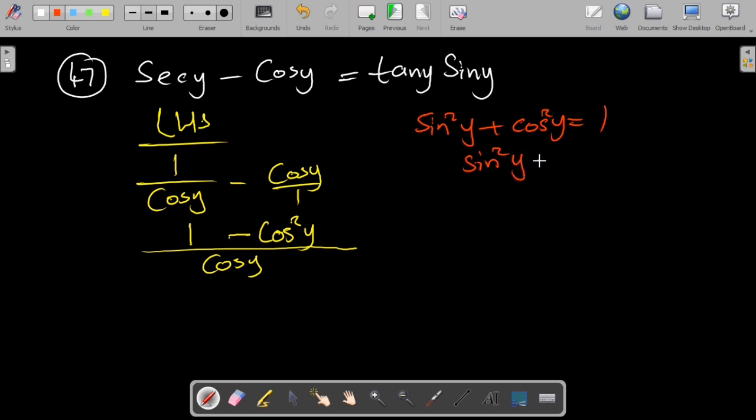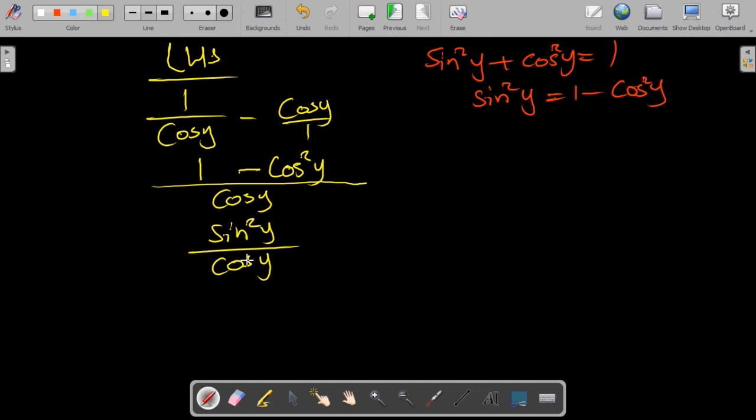So sine squared of y is 1 minus cosine squared y, which means in place of this, you can put sine squared of y. So in place of the numerator here, we can just have sine squared y divided by cosine of y. And anything squared is basically equal to what you're squaring multiplied by itself. And now we can split this in this way.